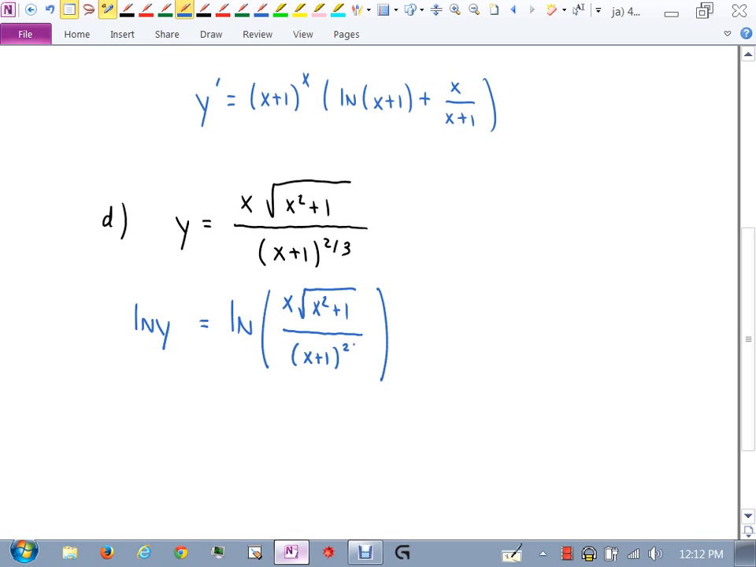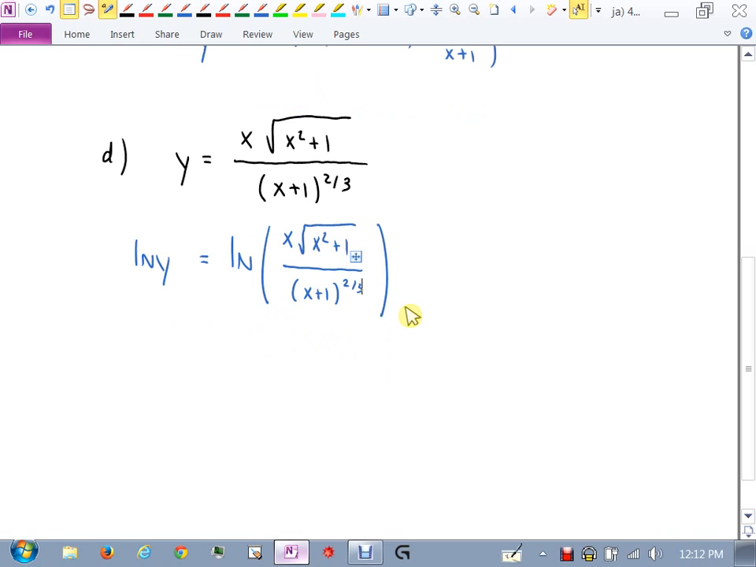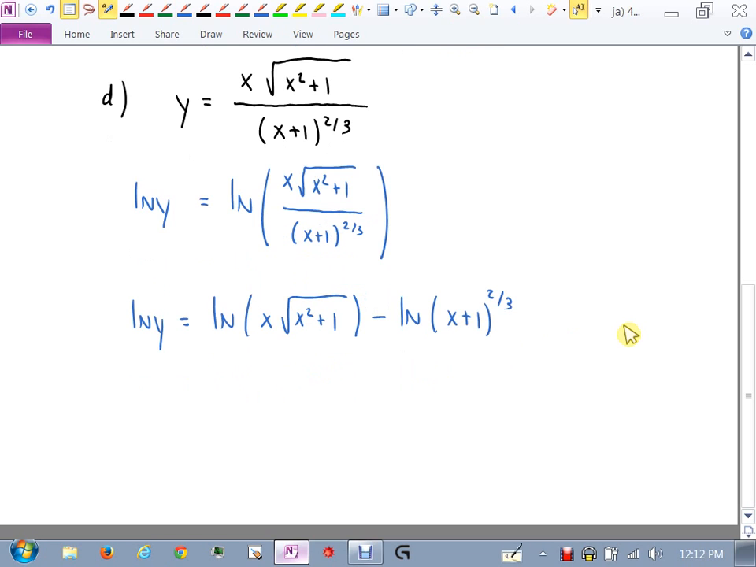Yes, the division becomes what? Subtraction of two logs. So natural log y equals, now I'm going to have two logs, log of the top minus log of the bottom. All right. Everyone okay with that? Now, you still would not necessarily want to take the derivative here because this is still not that nice.